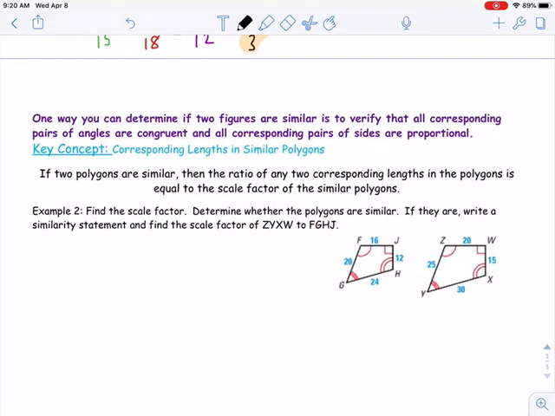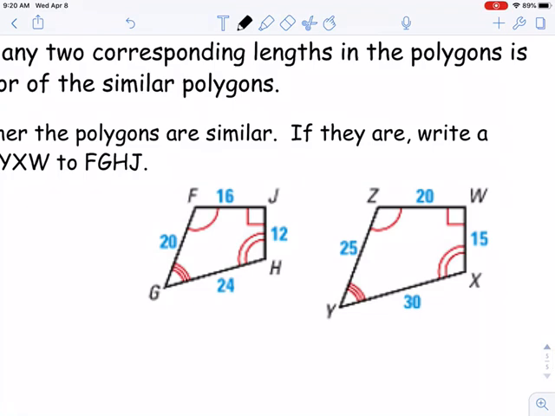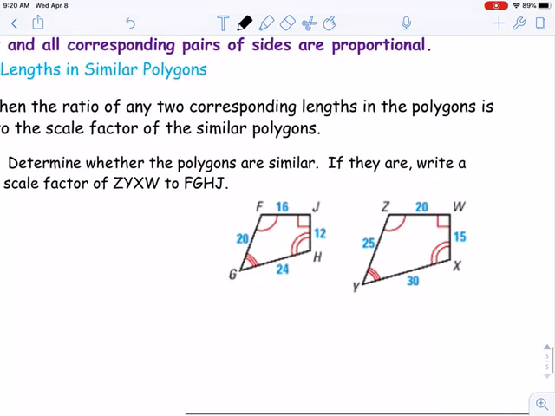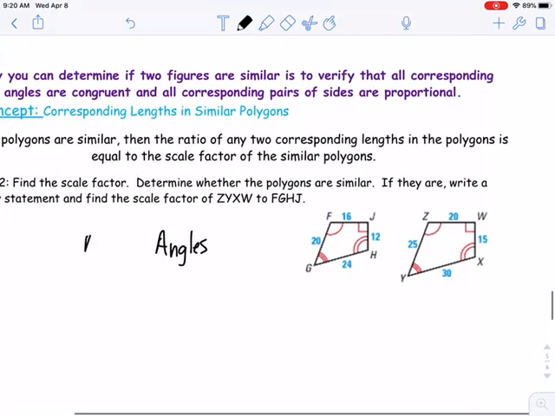All right, so this last example right here, determine if the polygons are similar. Well, first we need to check angles. We're just going to write all angles congruent. We're going to be a little lazy, we're not going to write it out, but we can clearly see all the markings match up, arc marks and right angles and all that fun stuff. So all angles are congruent, check. Now we need to check that corresponding side lengths are proportional.